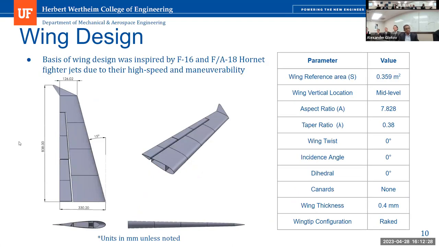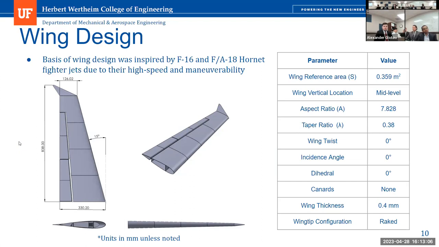As for our wing design, the base of which is on fighter jets such as the F-16 and F/A-18 Hornet due to their high speed and maneuverability. As can be seen in the model, we have our half wingspan of 838 millimeters, along with a leading edge sweep of 15 degrees. This combines to result in a wing reference area of 0.359 meters squared, which, with the increased size, helps us to generate more lift. The wing vertical location was placed in the middle due to the neutral stability to help us with our maneuverability goal, and it produced the least amount of drag compared to the other vertical location positions.